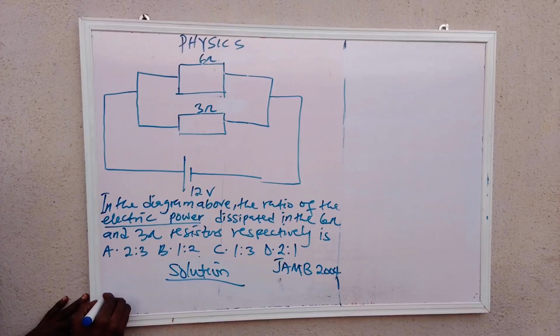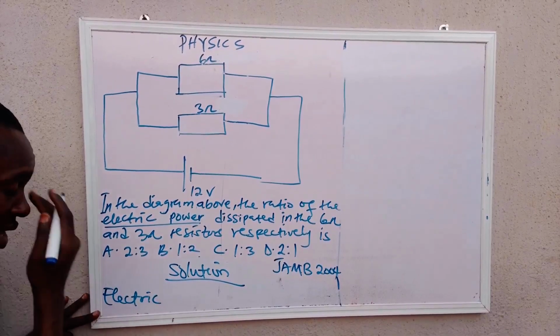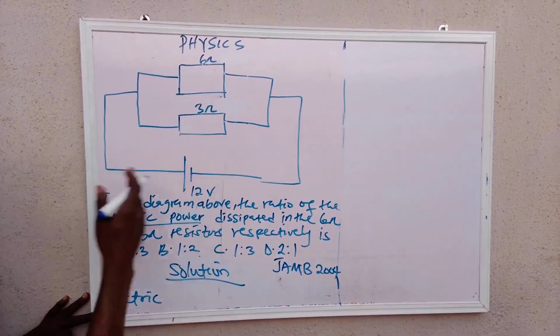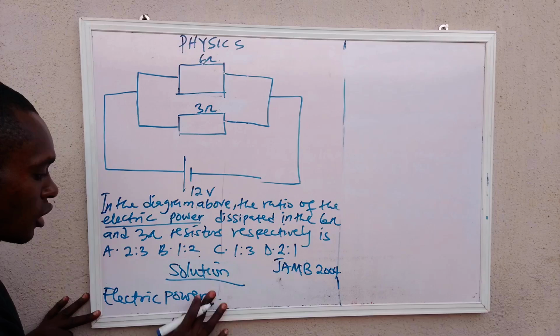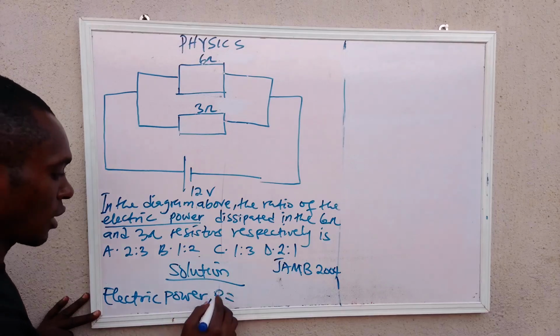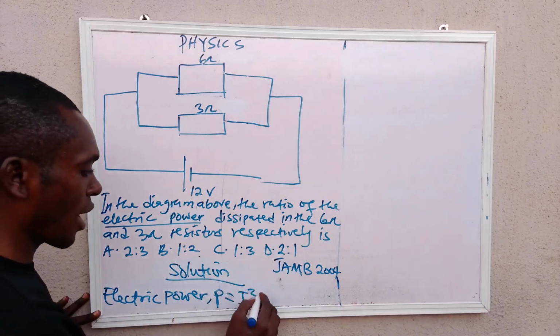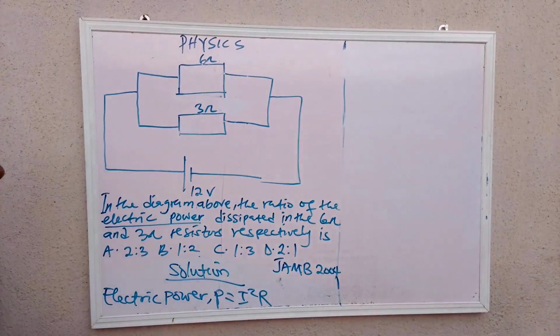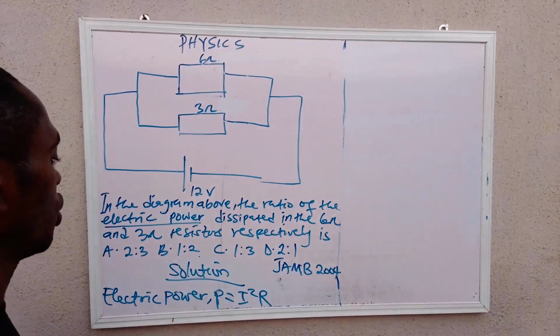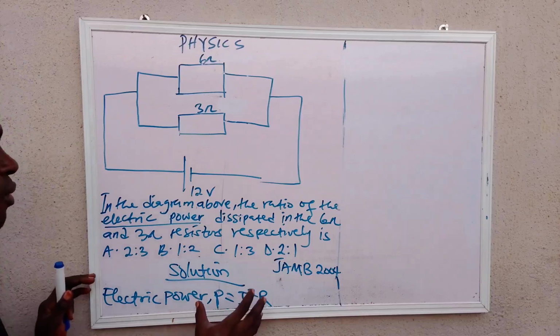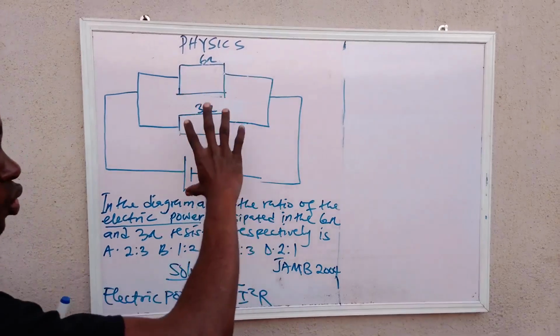The formula for electric power, because this is an electric circuit, is given as P equals I squared multiplied by R. Now, this is what you have. So what you now do next is, since this is the formula, do I have current here?